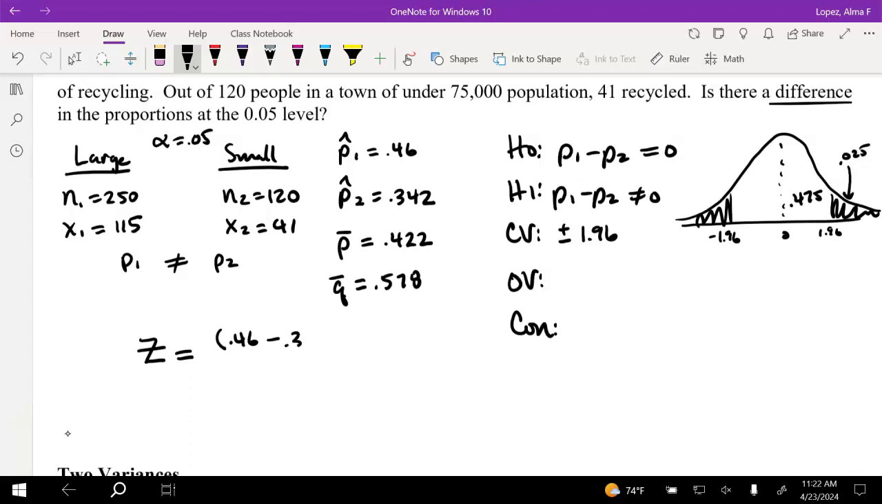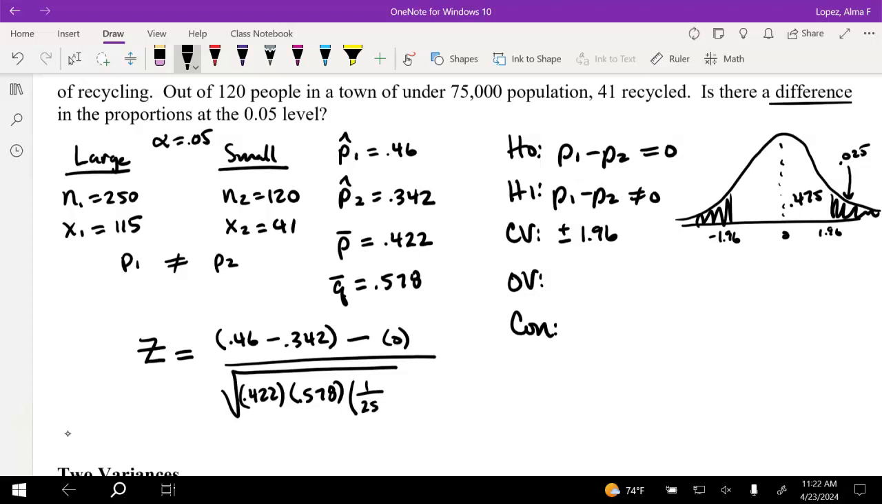0.46 minus 0.342 minus 0, all over the square root of 0.422 times 0.578 times 1 over 250 plus 1 over 120. We'll plug that into our calculator, and we're going to get 2.151. That falls over here somewhere.